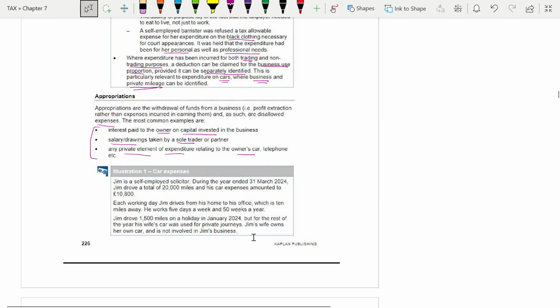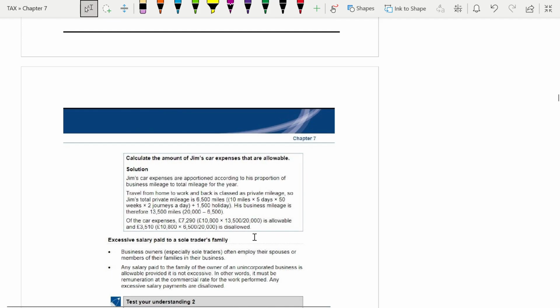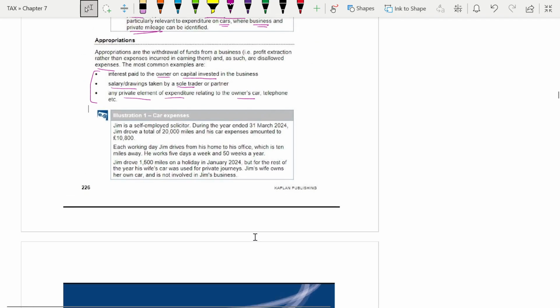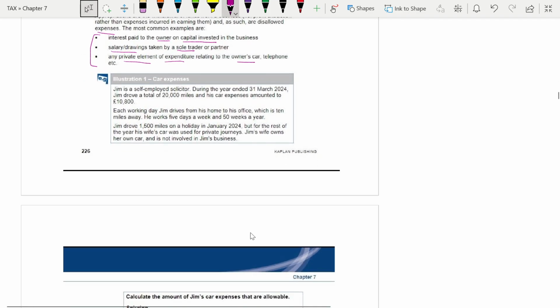These expenses are disallowed. Very specifically, they are putting the things. What it says: Jim is a self-employed solicitor. During the year, he drove 20,000 miles in car expenses. We have done the same rule we have done previously. Now we will apply the rules as needed.